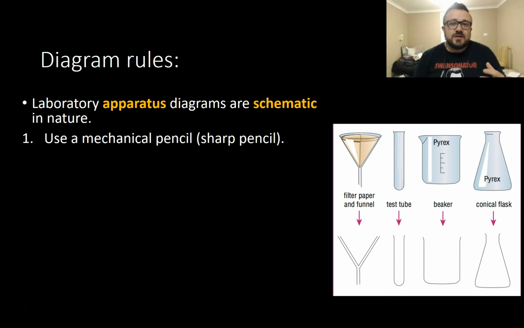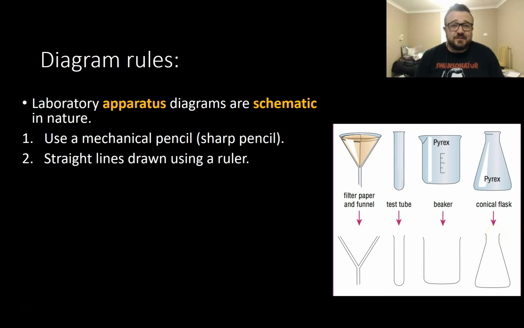So the first rule is we want to use a mechanical pencil. Sharp pencil if we don't have one, but a mechanical pencil really is best because it's always sharp, it's never blunt. And there are situations where it can be detrimental to you and your diagrams if they're not done with a sharp pencil. Straight lines are always done with a ruler. Always. There's no exception to this.